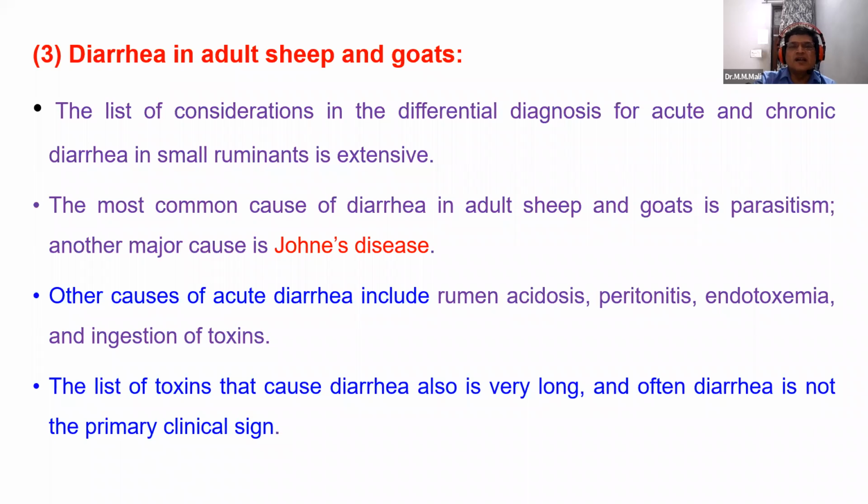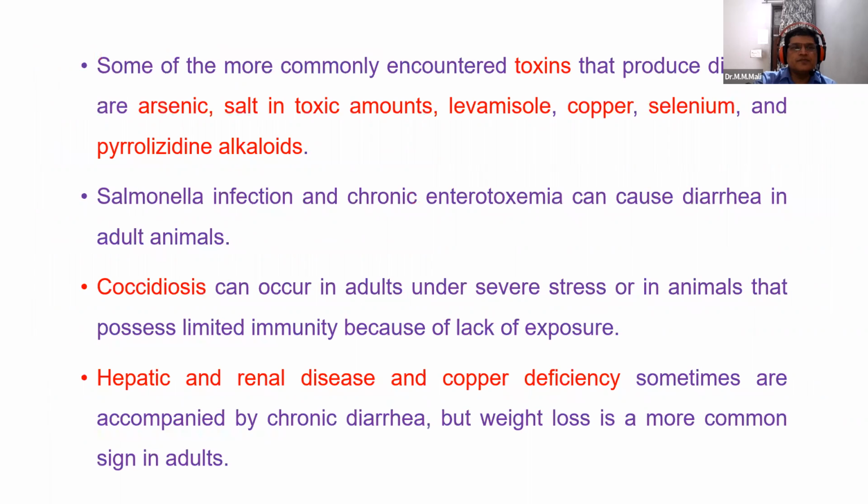control the condition accordingly. Some of the more commonly encountered toxins that produce diarrhea are arsenic, salt in toxic amounts, levamisole toxicity, copper toxicity, selenium toxicity. The pyrrolizidine alkaloids and salmonella infection also cause chronic enterotoxemia and cause diarrhea in adult animals.